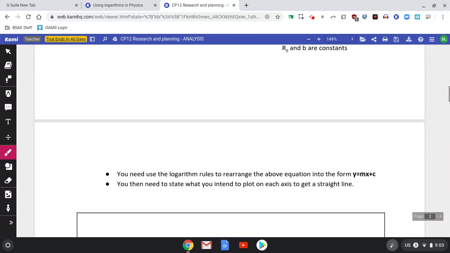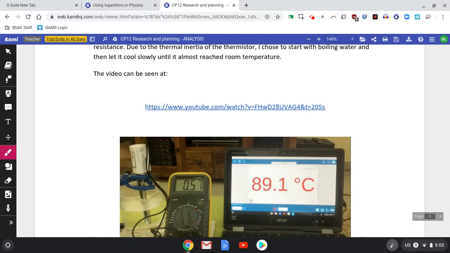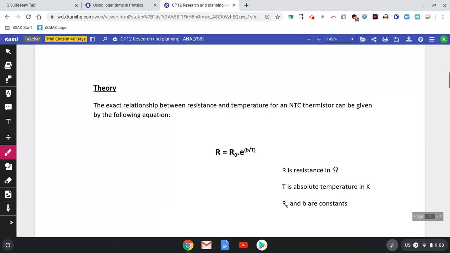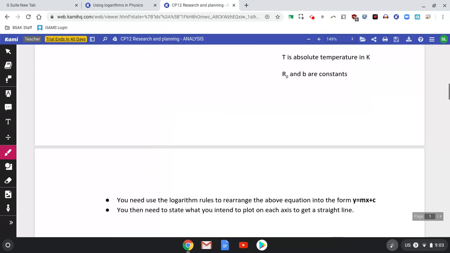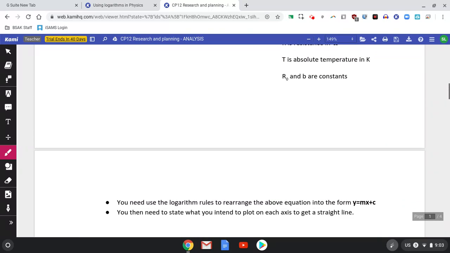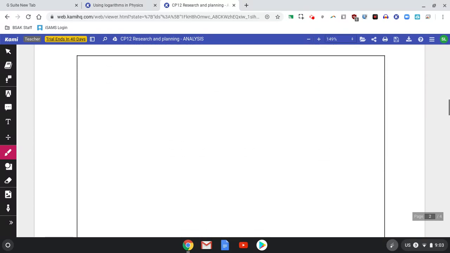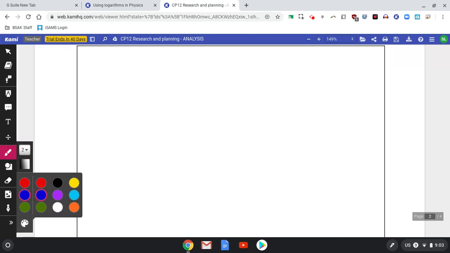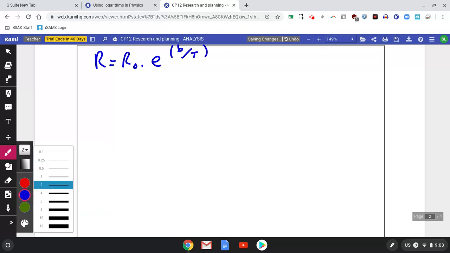Right. I'm going to go through it on this video. I'm going to share this Google Doc with you. This is yours because there's a table of results, but I want you to write out this rearrangement. I want you to practice rearranging it. So what was the equation again? It was r equals r naught e to the b, a constant, over t, absolute temperature. Right, how on earth do we get that into y equals mx plus c?